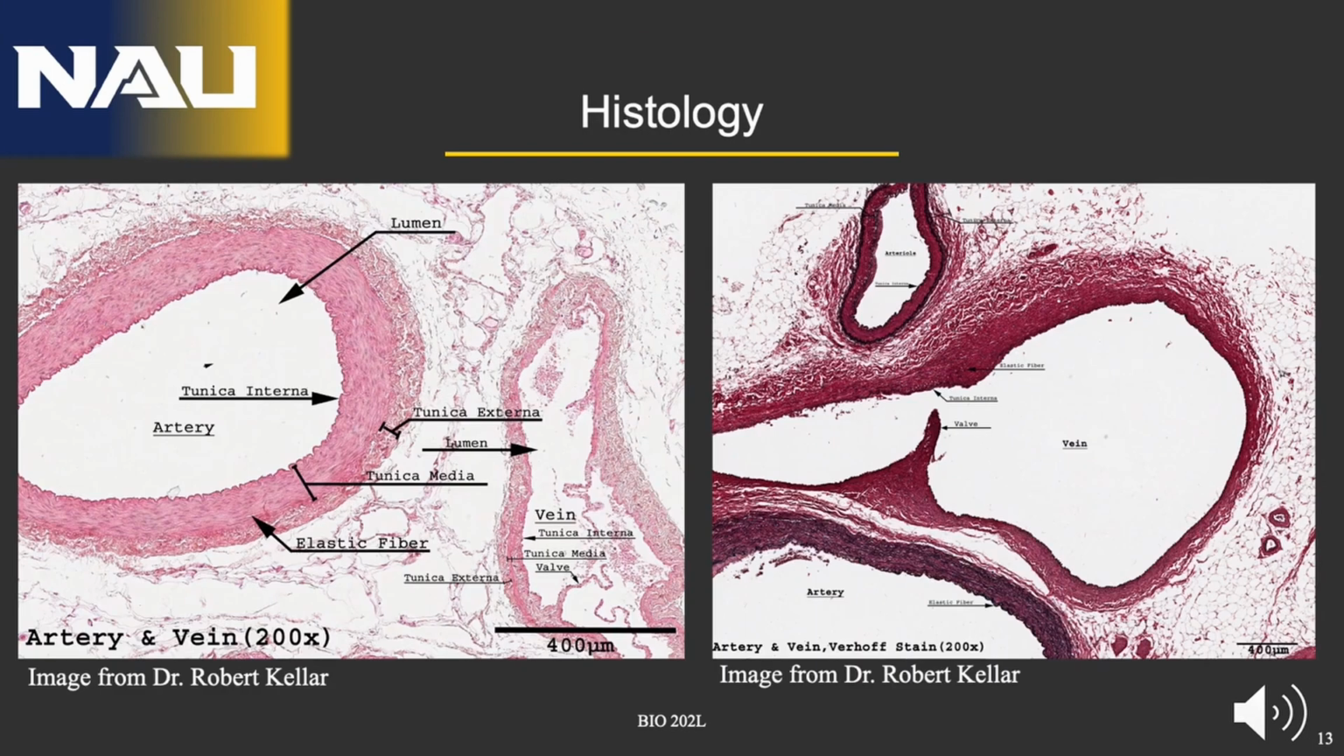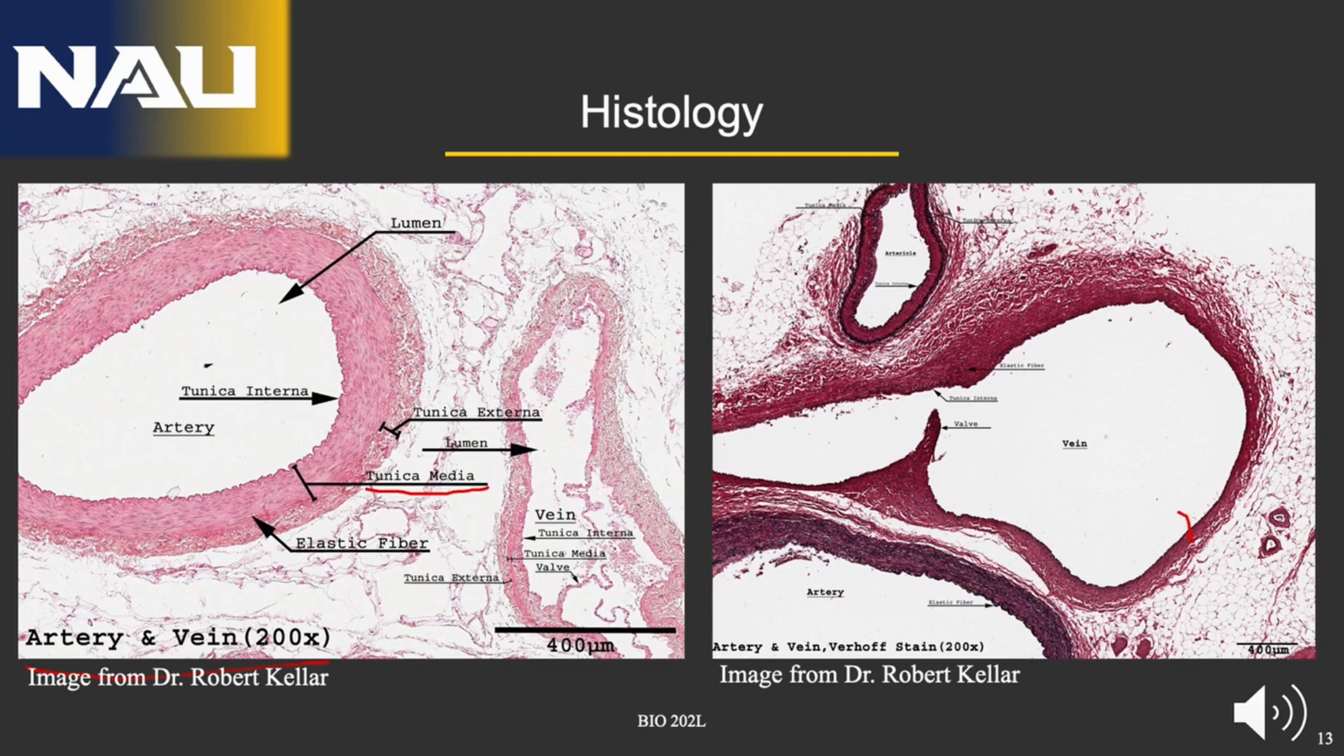We should probably cover the histology. So the histology of veins and arteries reveals key structural differences that are essential for their distinct functions in the circulatory system. Under normal H&E stain at 200x magnification, an artery displays a thick tunica media comprised of smooth muscle cells and elastic fibers, which provide strength and elasticity to withstand high pressure. In contrast, a vein's tunica media is much thinner and with fewer muscle cells. It reflects its role in carrying blood at lower pressure.